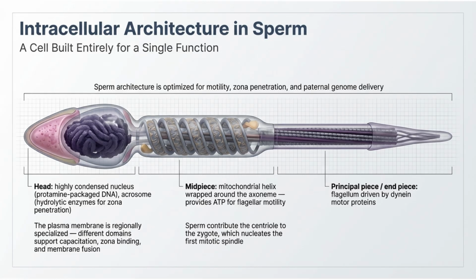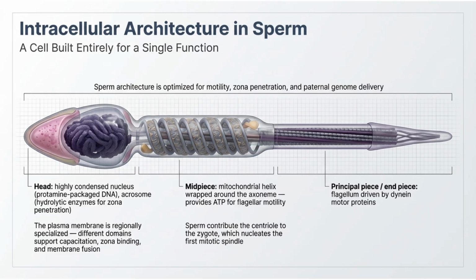The midpiece is the metabolic powerhouse of the sperm. A helical sheath of mitochondria wraps tightly around the axoneme, the microtubule-based core of the flagellum, in this region, providing the adenosine triphosphate required for flagellar beating. The axoneme itself is a 9+2 arrangement of microtubule doublets, with inner and outer dynein arms that convert adenosine triphosphate into the sliding motion that drives flagellar bending. The principal piece and end piece extend the flagellum, tapering as they go.